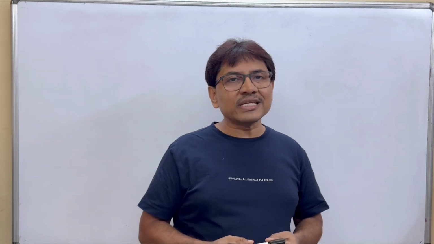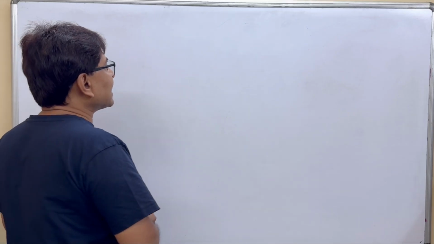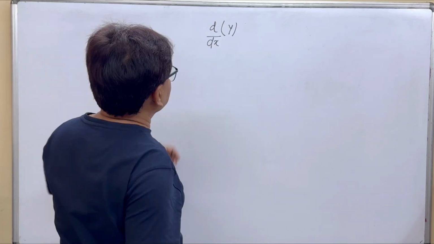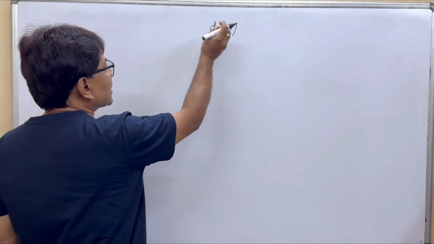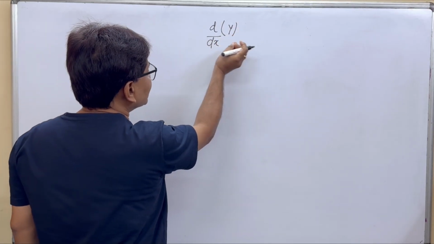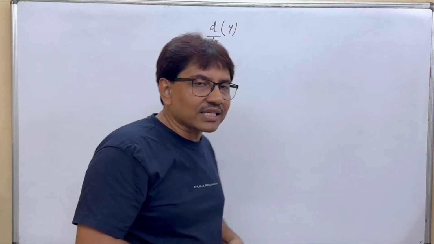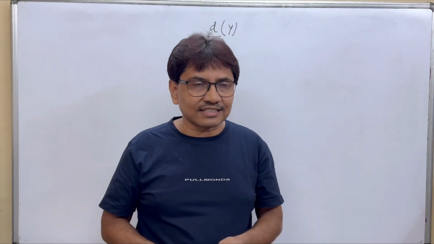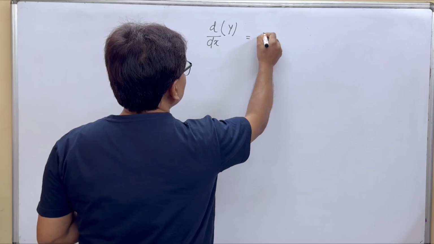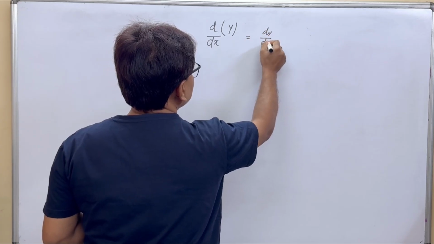And how do we represent this derivative? Now suppose that in differentiation of y, that means the rate of change of y when x changes, that means how fast y changes when x changes. How do we represent it? dy by dx.